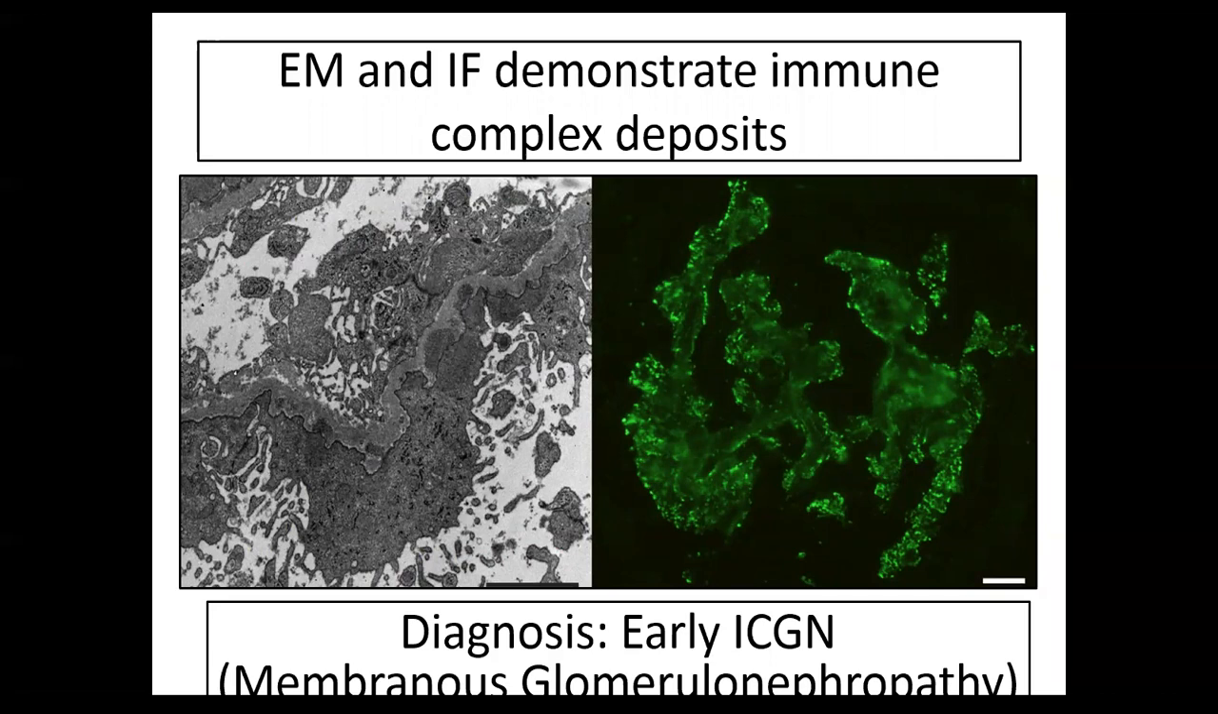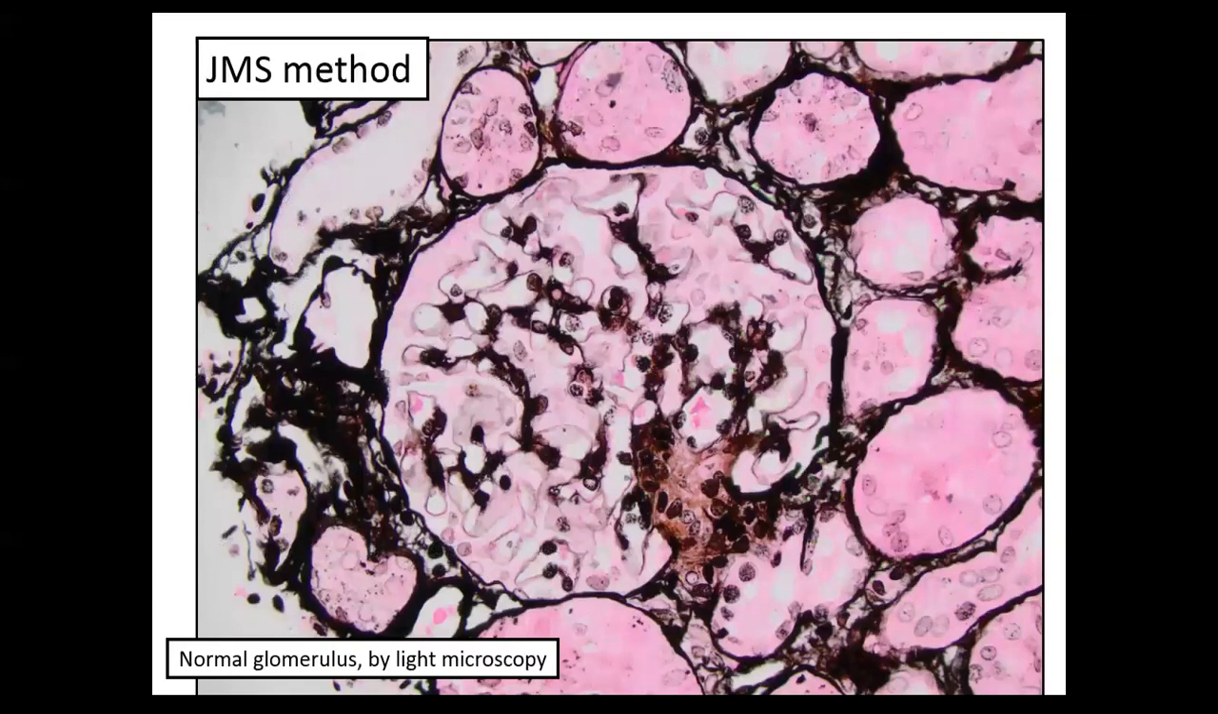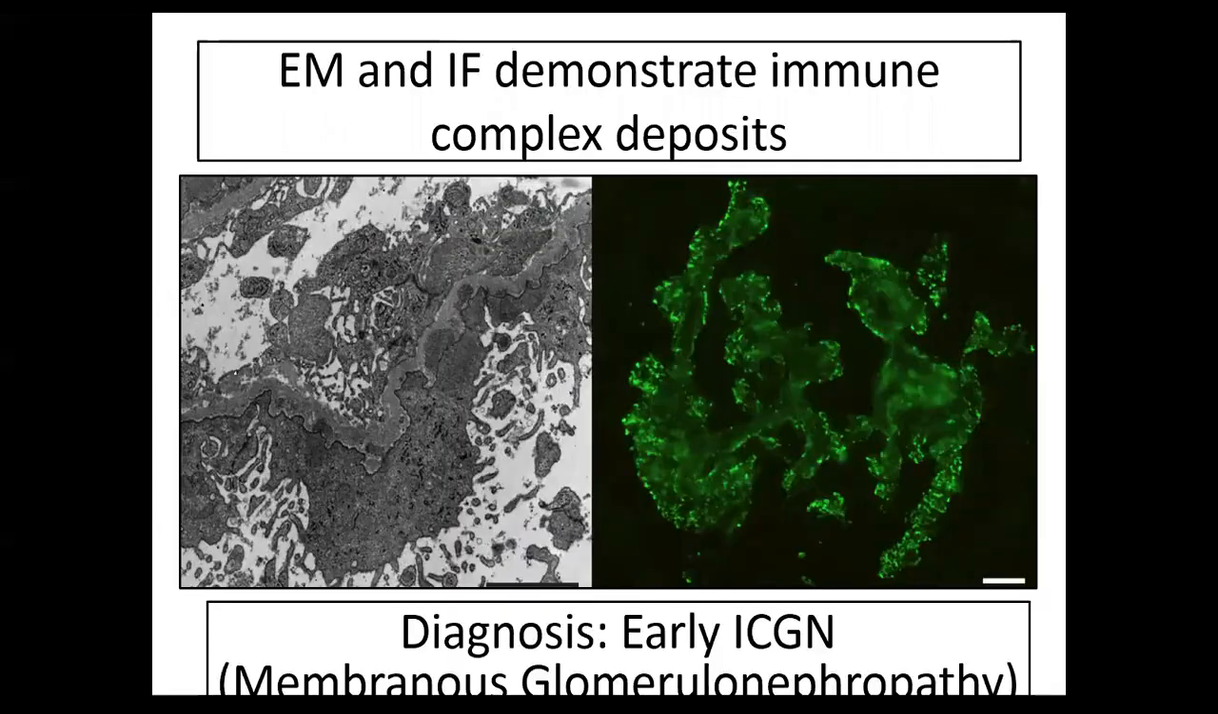So based on the fact that I had very minimal disease on my light microscopy stains, I knew I had to do these additional studies in order to make the diagnosis. And the great thing is it's super early disease. They had no tubular interstitial scarring. They have very minimal remodeling of the glomerular basement membrane. And so this was a disease in which we can quickly interrupt the process and immunosuppress and make a really good prognosis for this patient.